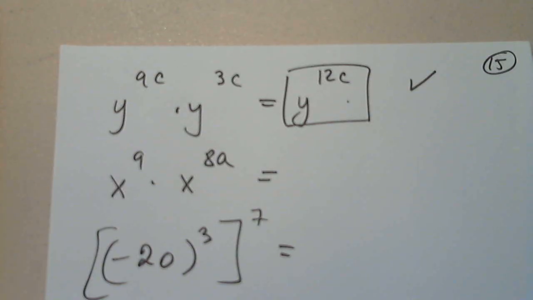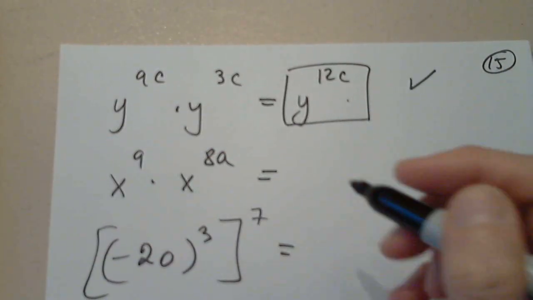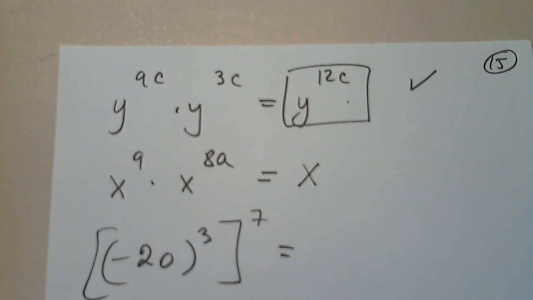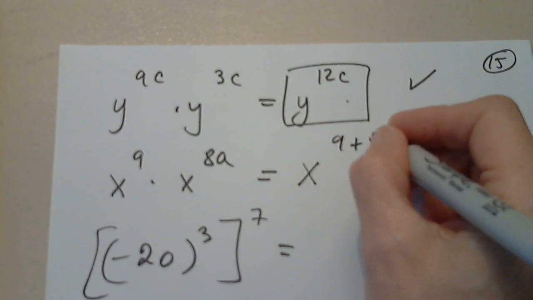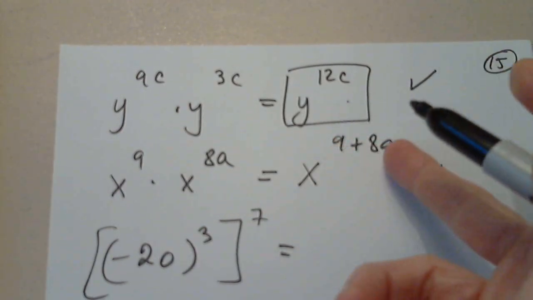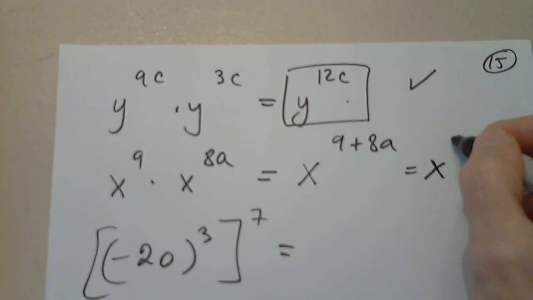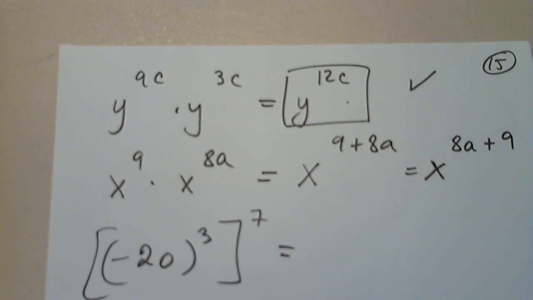Are both exponents a's, or is it 9 and then 8a? It's a 9 and an 8a, which means we cannot combine them. Very good catch. So it's 9 plus 8a. And you can write it in the correct order as x to the 8a plus 9. Excellent. Good.